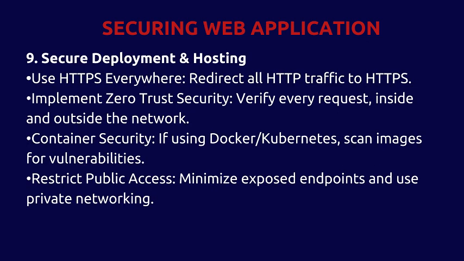Number 9, we have secure deployment and hosting. Use HTTPS everywhere. What is HTTPS? Hypertext Transfer Protocol Secure. This redirects all HTTP traffic towards HTTPS. Implement zero trust security. Verify every request inside and outside the network. Again, container security. If using Docker or Kubernetes, scan images for vulnerabilities. Next, you restrict public access. Minimize exposed endpoints and use private networking.